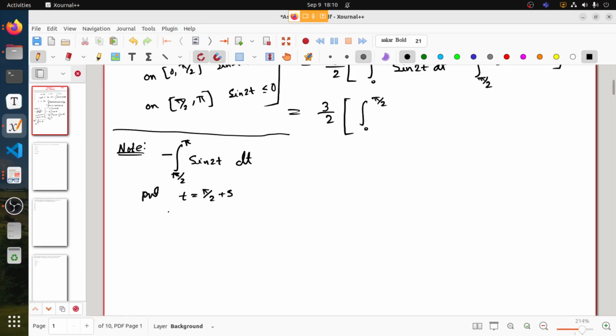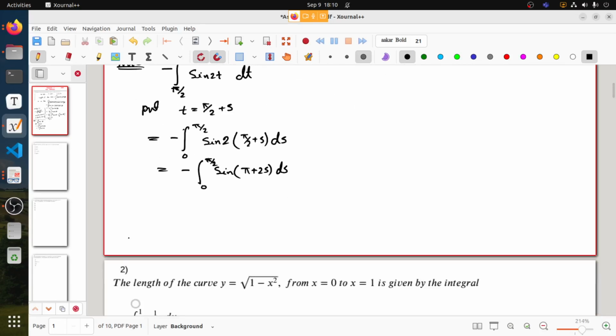Then what happens? When t equals pi by 2, s will be 0. So this will be minus the integral from 0 to pi by 2, right? When t is pi, s will be pi by 2, right? And it will be sine of 2 into pi by 2 plus s, and it will be ds, right? So minus the integral from 0 to pi by 2 of sine of pi plus 2s ds, right?